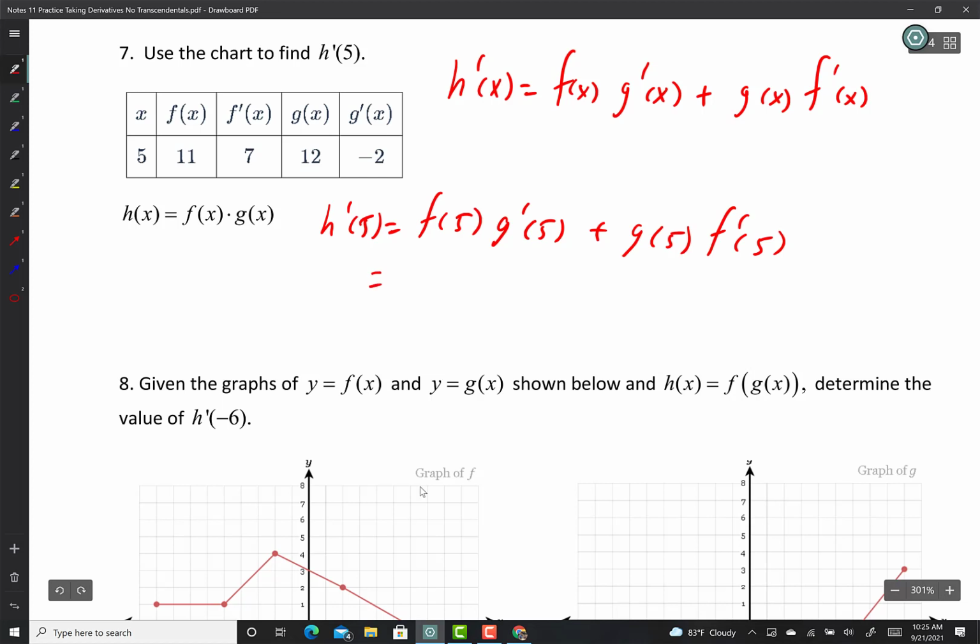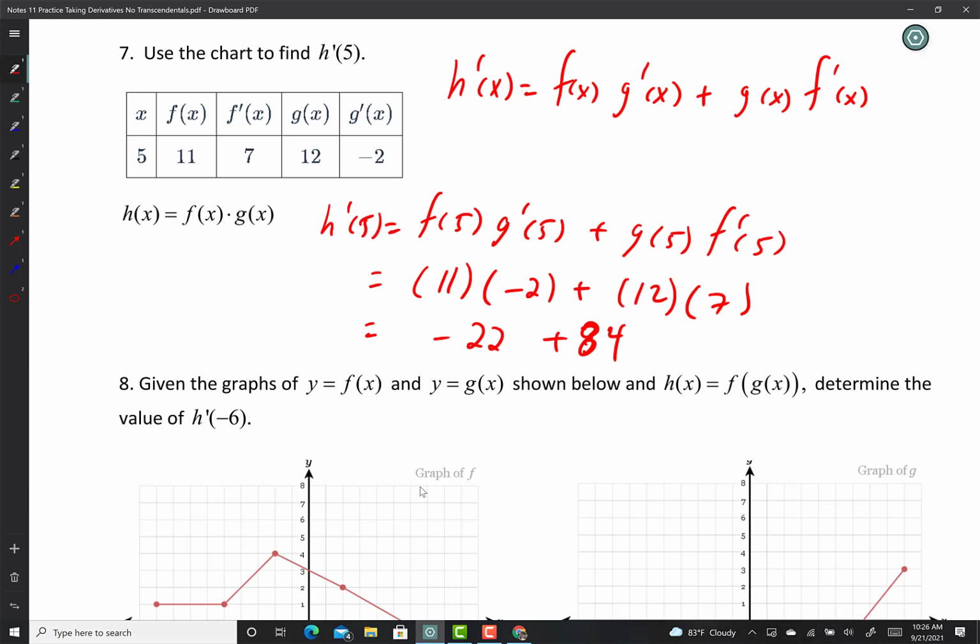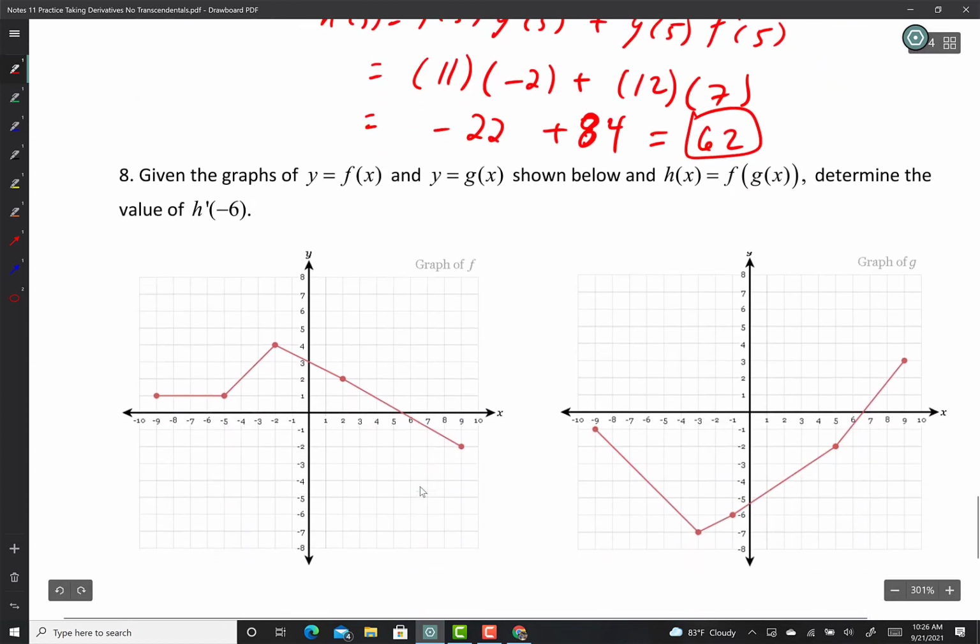So let's plug in. F of 5 is 11. I wish it would have given me more values here. G prime of 5 is negative 2. G of 5 is 12. And f prime of 5 is 7. So let's see. Negative 22 plus, what's 12 times 7? 84. Yeah, of course. What's negative 22 plus 84? 62. There it is, guys. Yay or nay? Yay. So do you guys feel like you're pretty beast at that?